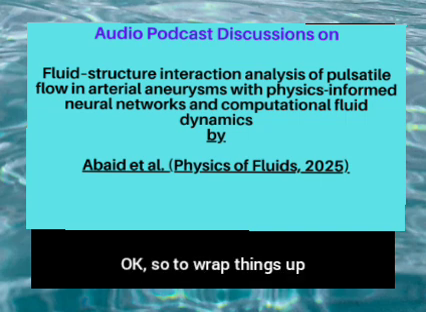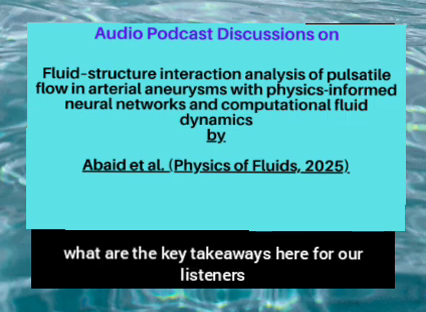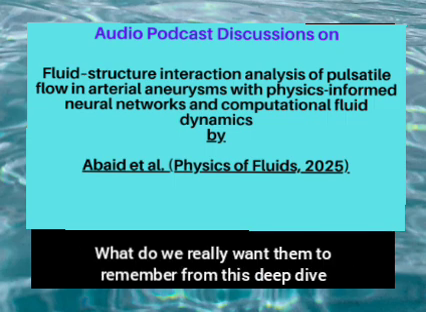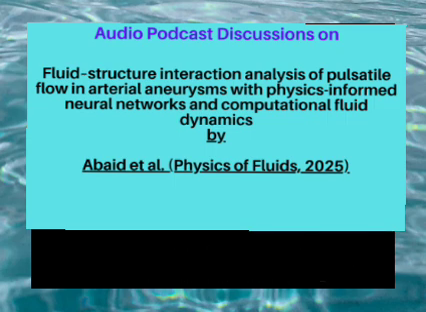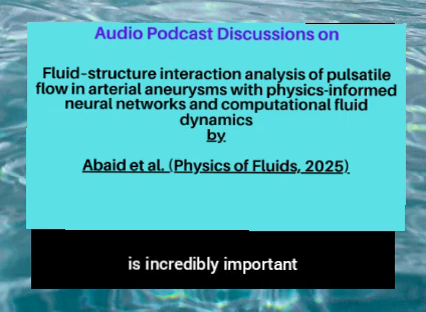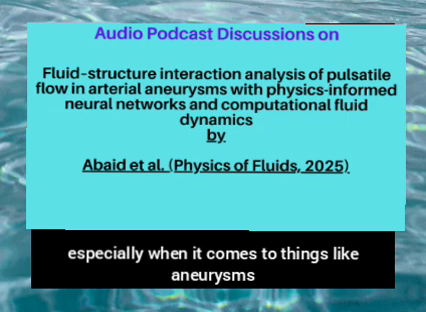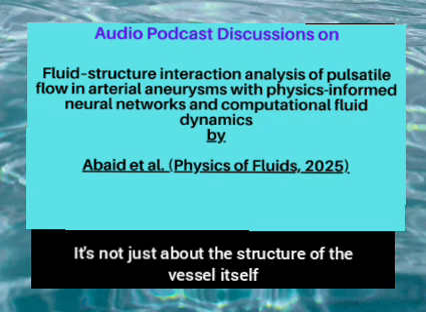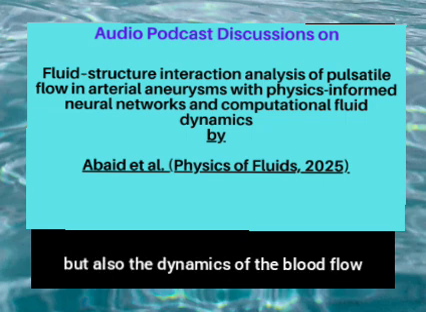Right. Okay, so to wrap things up, what are the key takeaways here for our listeners? What do we really want them to remember from this deep dive? Well, I think the big takeaway is that the way blood flows through our arteries is incredibly important, especially when it comes to things like aneurysms. It's not just about the structure of the vessel itself, but also the dynamics of the blood flow.